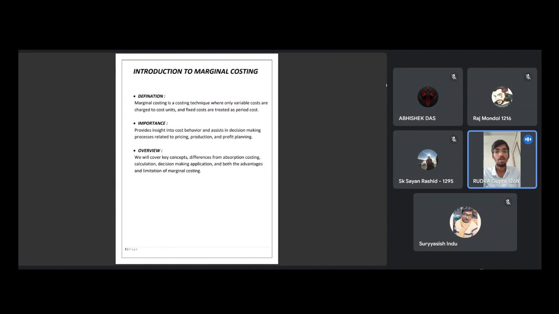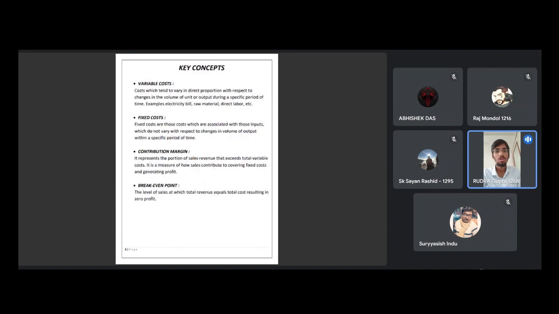Marginal costing is a costing technique where only variable costs are charged to cost units and fixed costs are treated as period costs. Now let's move to the next slide. The key concept, variable cost. Variable costs are those which vary in direct proportion to change in volume during a specific period. Examples include electricity bill, raw material, and direct labor.